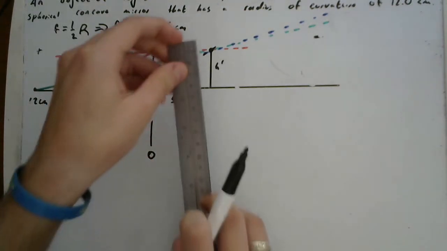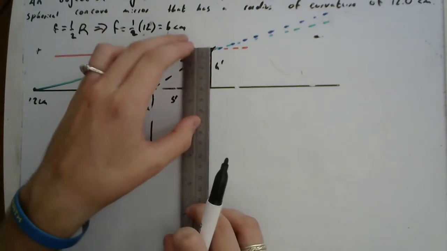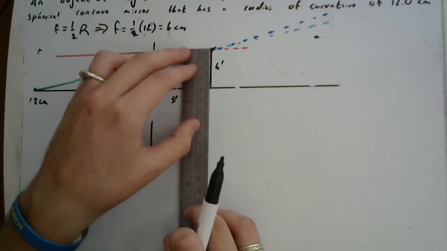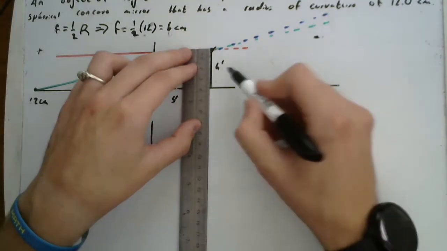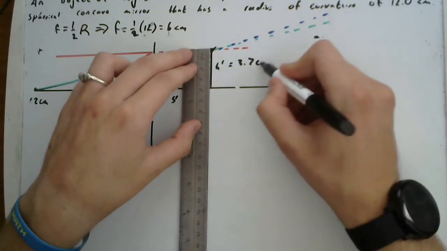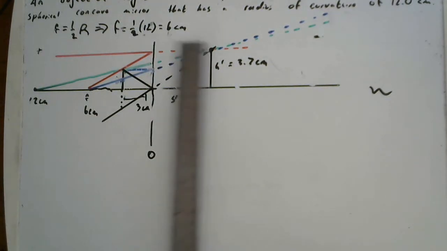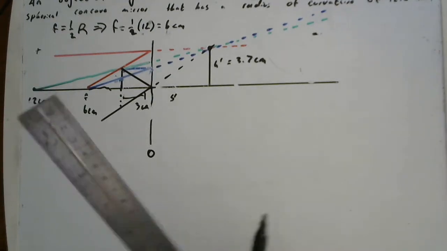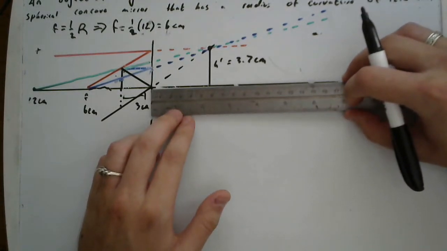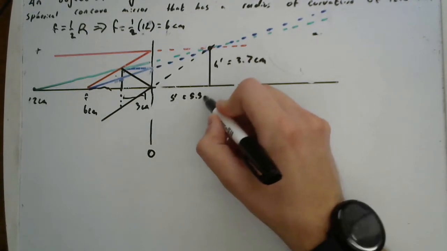So measuring our H prime, I'm getting, what is that? That's about 3.7 centimeters. My lines aren't very precise because these markers make fat lines. With a pencil, you can go much more precise. And this S prime looks to be about 5.5 centimeters.